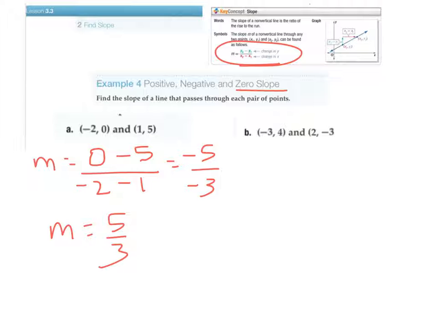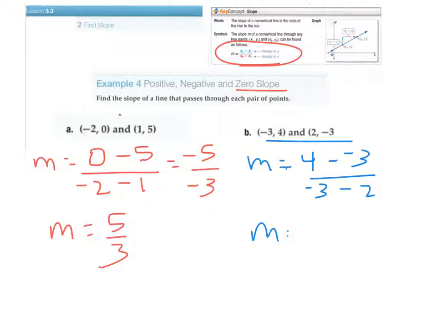So let's look at this problem right here. Do the same thing. I'm going to take my y's, which is 4, and I'm going to subtract. And here's where everyone makes a mistake. That's a negative 3, so I'm going to subtract a negative 3. And then I'm going to put my negative 3 for my x, subtract 2. Notice the double negative becomes positive, so my slope becomes 4 plus 3, which is 7. Negative 3 minus 2 is actually a negative 5.